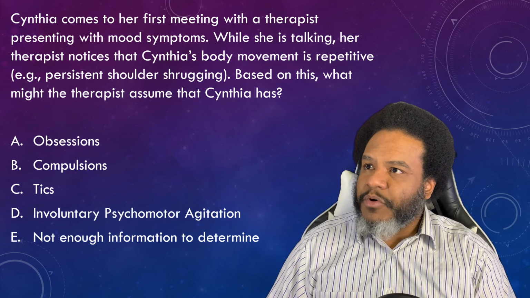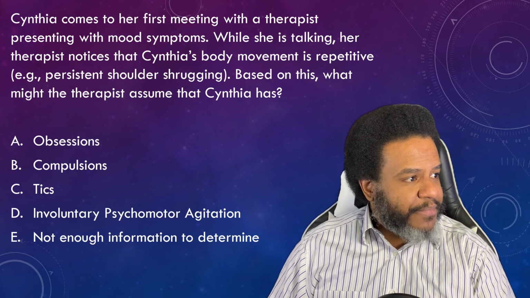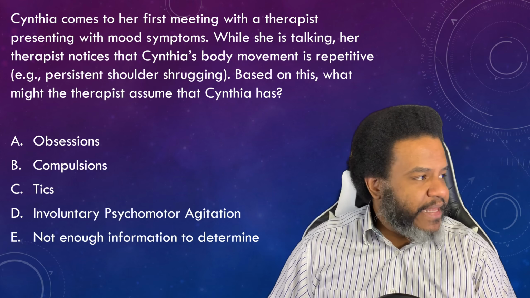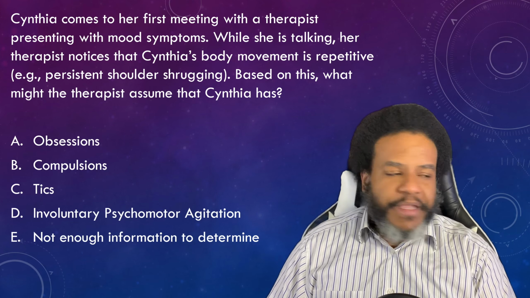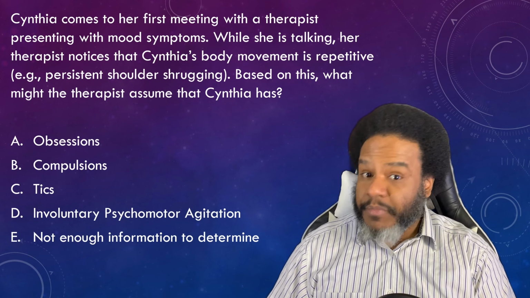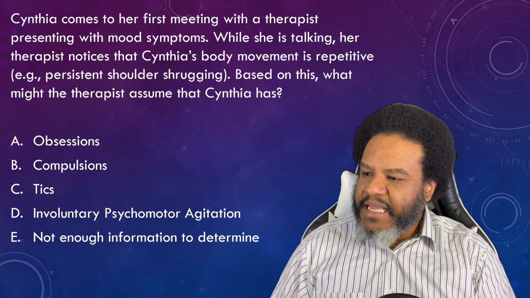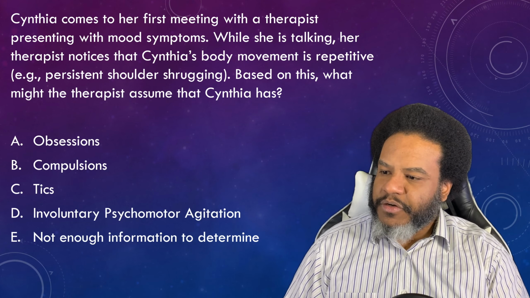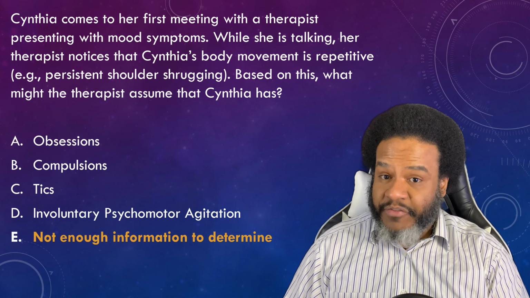Over here, we got some more review for you. So Cynthia comes to her first meeting with a therapist presenting with mood symptoms. While she is talking, her therapist notices that Cynthia's body movement is repetitive, shrugging her shoulders, stuff like that. Based on this, what might the therapist assume Cynthia has? So we have A, obsessions, B, compulsions, C, tics, like physical tics, D, involuntary psychomotor agitation, E, not enough information to determine. So go ahead and think about that for a second. Let's take a look at the answer. All right, the answer is not enough information to determine.